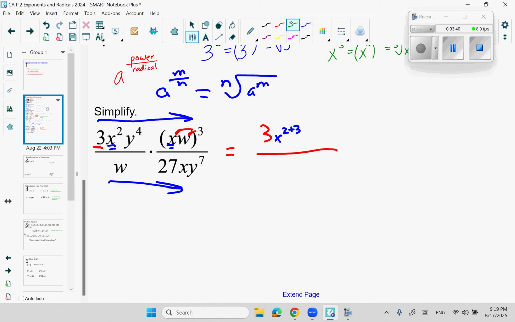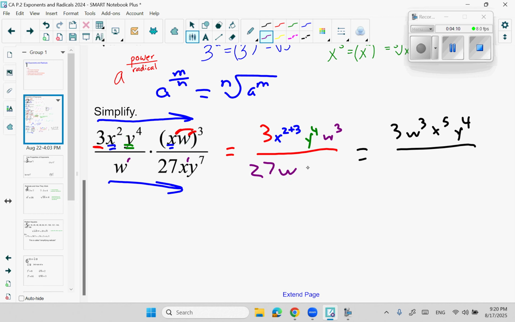I also get y to the fourth. It's uncontested. I guess I did this in backward order. There's also this w to the third. So my numerator, going in alphabetical order, I'm going to get 3, w cubed, x to the fifth, y to the fourth. Now looking at the bottom, we have nothing to combine with. So we would just get 27 w x y to the seventh.